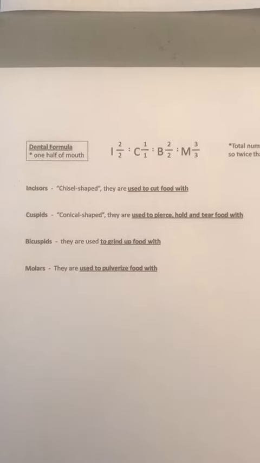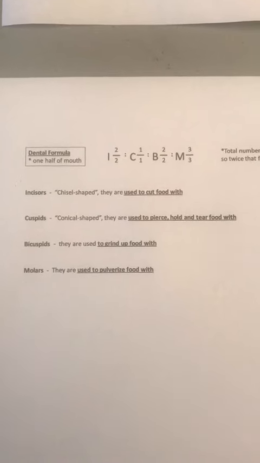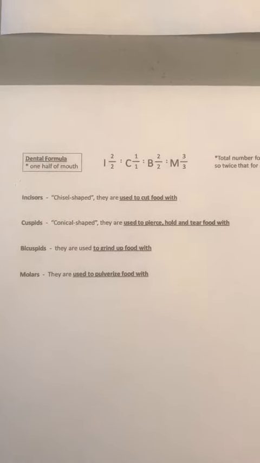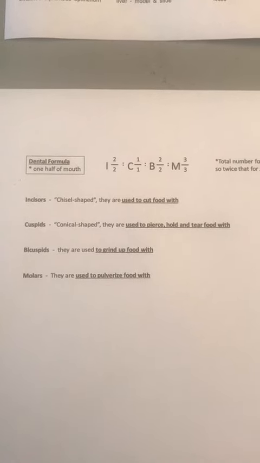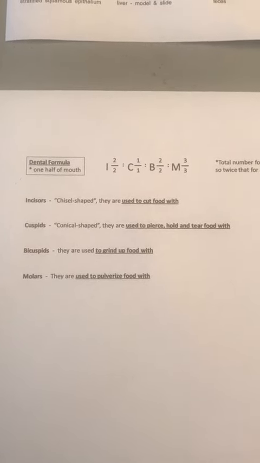Now over here I have incisors, or chisel shaped. They're used to cut food with, like biting a sandwich. Cuspids are conical shaped. They're used to pierce, hold, and tear food with, like fangs on dogs and cats. Bicuspids, they're used to grind the food up with. And then the molars in the back are used to pulverize food into little bitty pieces.